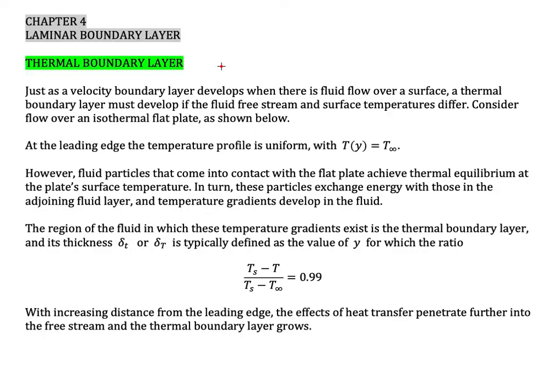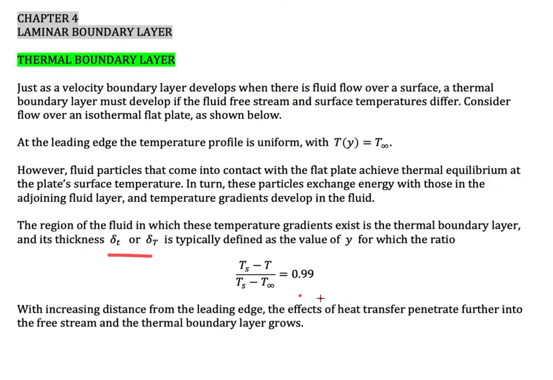However, fluid particles that come into contact with the flat plate achieve thermal equilibrium at the plate surface temperature. In turn, these particles exchange energy with those in the adjoining fluid layer, and a temperature gradient develops in the fluid. The region of the fluid in which this temperature gradient exists is the thermal boundary layer, and its thickness, delta T or delta capital D like this, is typically defined as the value of y for which the ratio is shown as this one.